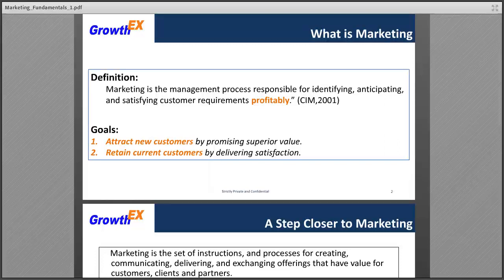And that is, first, to attract new customers by promising a superior value and delivering that value to ensure satisfaction so that I retain my current customers. So attracting new customers, retaining my existing customers, these are the 2 broad and the most important marketing goals. Now I can talk about a plethora of goals within them, but all those goals will either fall into the category of attracting a new customer or retaining an existing customer.